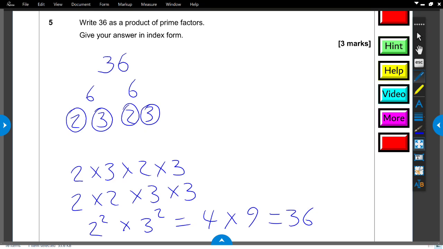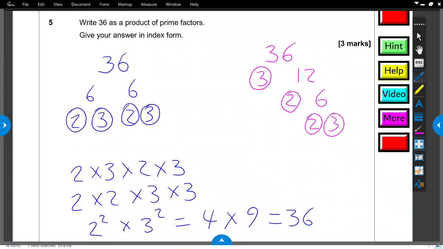Now it doesn't actually matter which factors you pick out here. So if I wanted to do an alternative one over here, and I was to have 36, and I wanted to split that into 3 and 12. I circle that prime as I go. 12 I could split into 6 and 2, or 3 and 4 if I wanted to. Again, it doesn't really matter which order we do this. And then I split the 6 into 2 and 3. You'll notice I still get the same prime factors down here. So index form must be 2 squared times 3 squared.